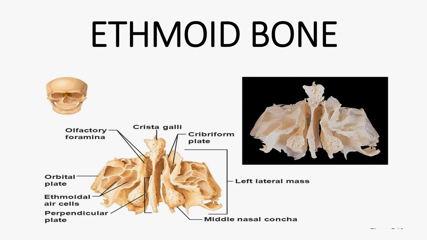The ethmoid bone is anterior to the sphenoid bone. Here you can see the crista galli. It's like a sharp edge, which is the crista galli, and it has the olfactory foramen. It's an important one.